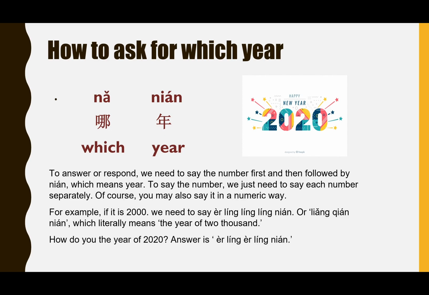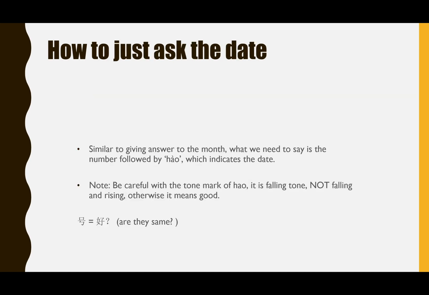How do you say the year 2020? You can say 2020年, 2020年.